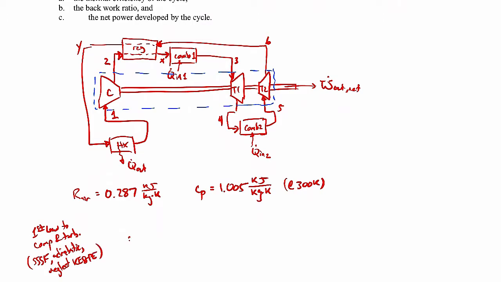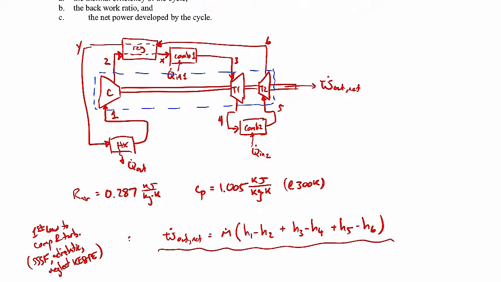So when I go through all that, simplify it down, you'll get the net work out, or the net power out, is the mass flow rate times (h1 minus h2), that's the compressor component right over here, plus (h3 minus h4), that's the first stage turbine. And then for the last stage turbine, it'll be h5 minus h6.